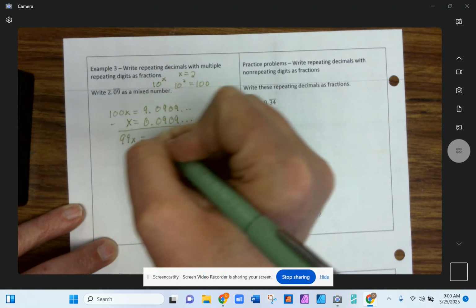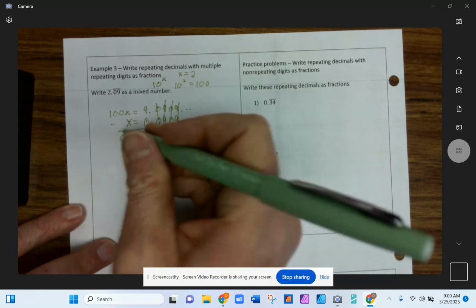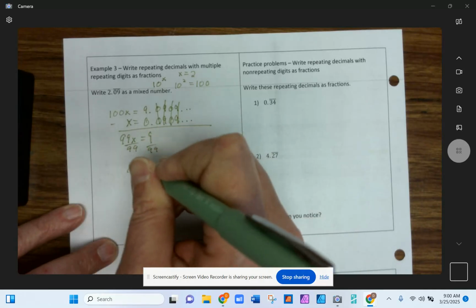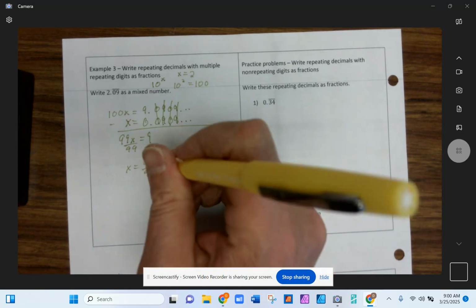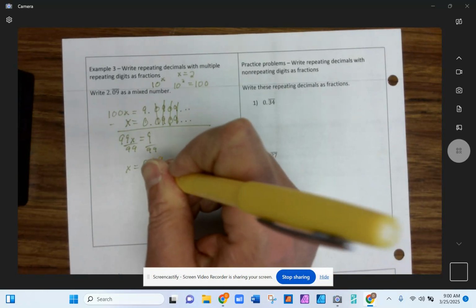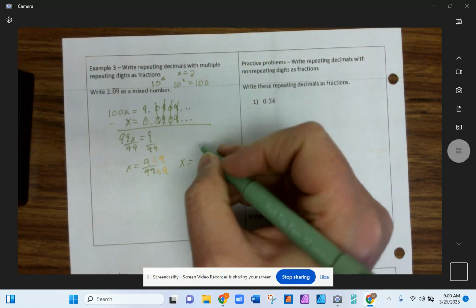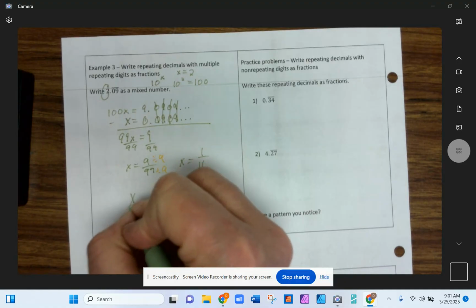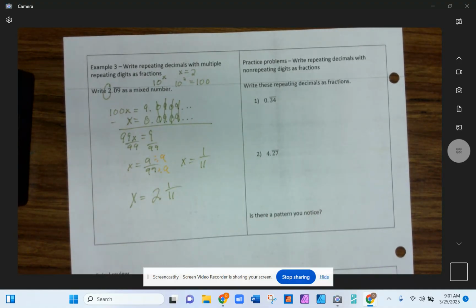So we subtract and we get 99x equals 9. Okay? So we divide by 99. We get x equals 9/99, which we can divide the top and the bottom by 9. And we get x equals 1/11. But don't forget, add that 2 down at the end, right?